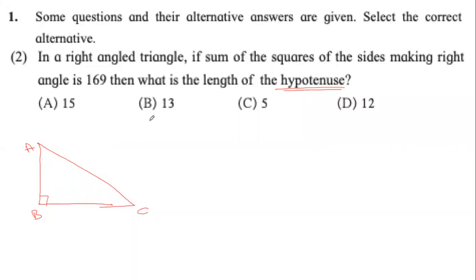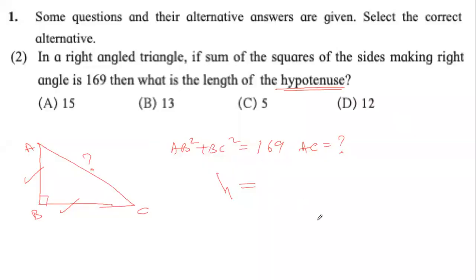Now look at the question. It says in a right angle triangle, the sum of the squares of the sides, so suppose this side and this side, AB square plus BC square, is 169. And the question is, what is the hypotenuse, AC equals how much? It is actually an easy question because you can say hypotenuse equals, waiting for your answer.